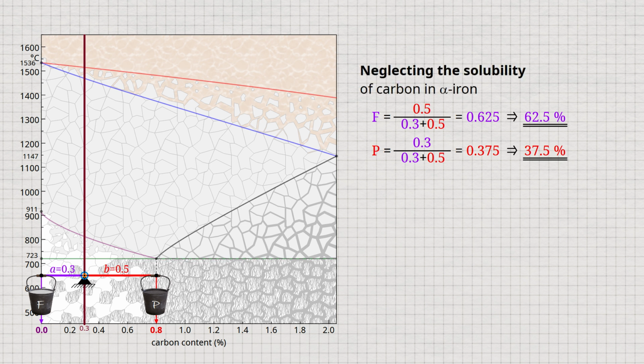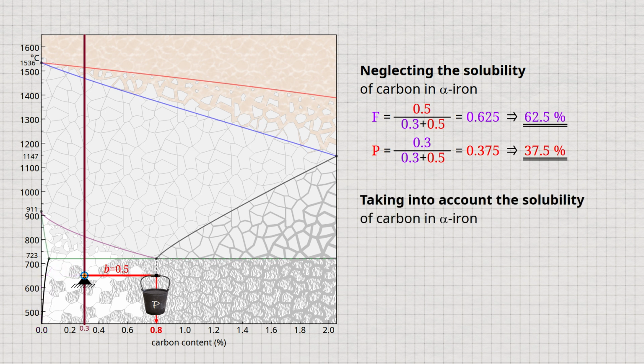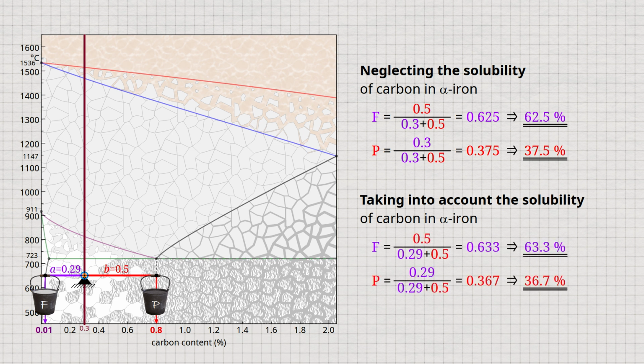At this point, the low solubility of carbon in alpha iron should be explicitly considered. In this case, the imaginary bucket of ferrite is not attached at 0% carbon, but at the intersection with the solubility limit, since in this case alpha iron has dissolved 0.01% carbon. This gives a ferrite content of 63.3% and a pearlite content of 36.7%. Therefore, even at this high temperature of 650 degrees Celsius, the solubility of the carbon in the ferrite has only a minor influence on the microstructural proportions.